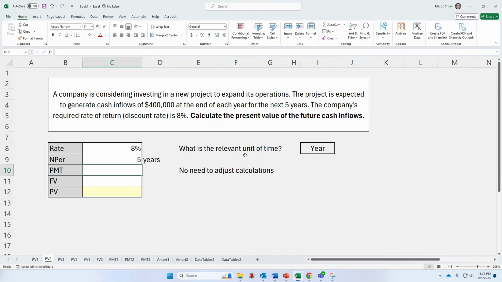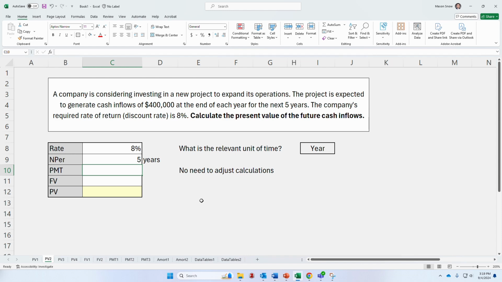Now, I've already spoiled this by including this information off to the side, but once again, there's no need for adjustments because these are annual cash flows, and if the relevant time unit is a year, then we can express the discount rate as an annual one. The number of periods we can just leave in terms of years.